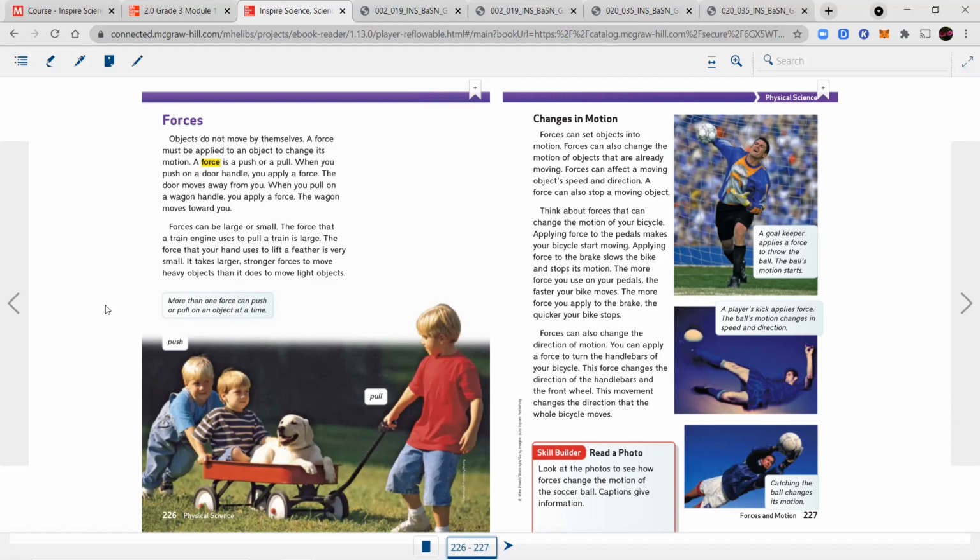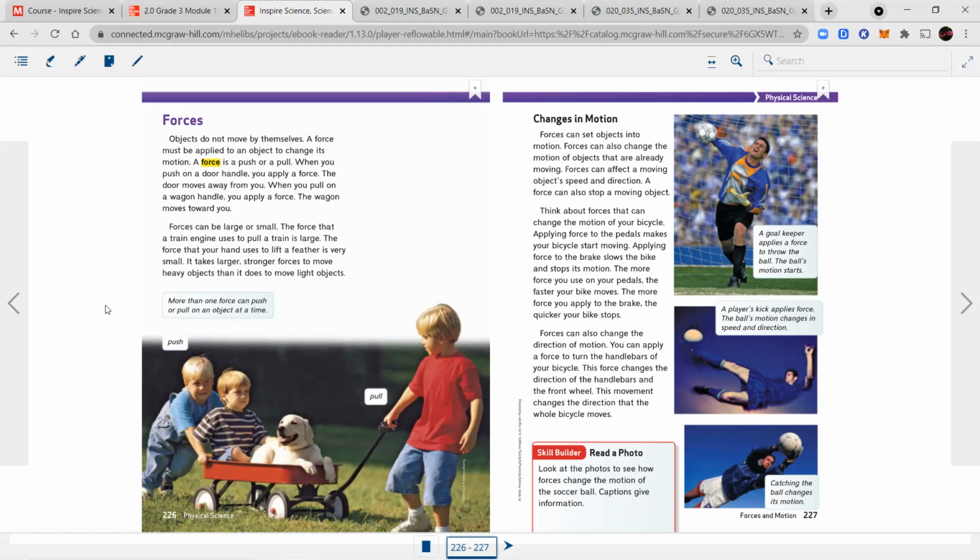Forces can also change the direction of motion. You can apply a force to turn the handlebars of your bicycle. This force changes the direction of the handlebars and the front wheel. The movement changes the direction that the whole bicycle moves. So think about if you're turning when you're riding your bike, you turn those handlebars, you're applying a force that changes the direction that your bike is going. A goalkeeper applies a force to throw the ball. The ball's motion starts. A player's kick applies force. The ball's motion changes in speed and direction.